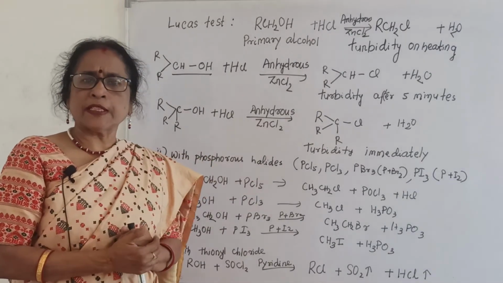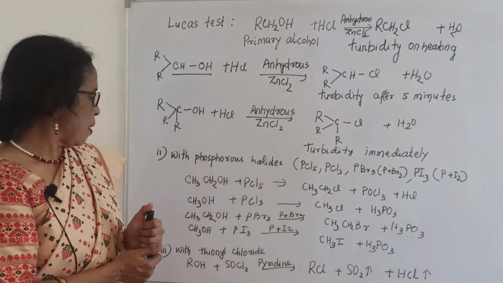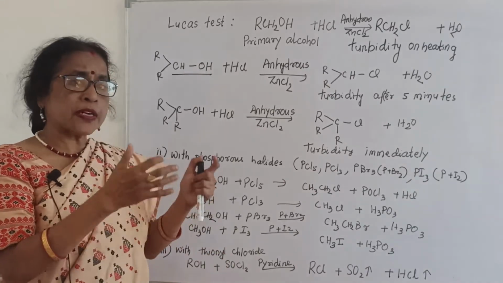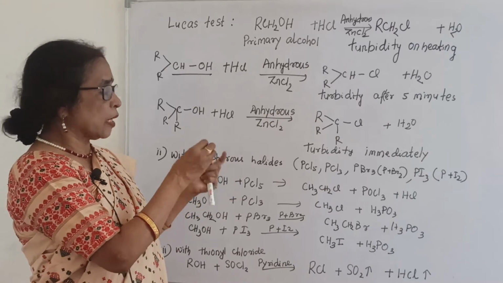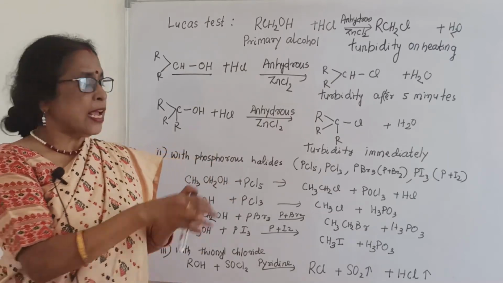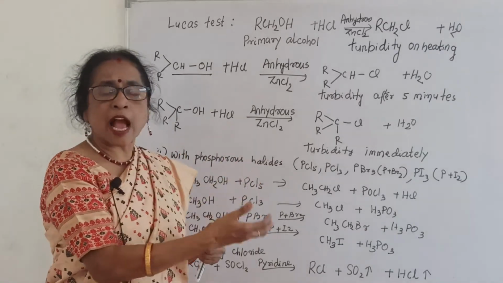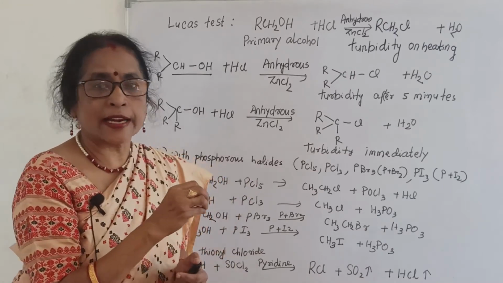So many phosphorus halides are there. Important ones are phosphorus pentachloride, phosphorus trichloride, phosphorus tribromide. But phosphorus tribromide is not readily available, so you take phosphorus plus bromine, and it gives phosphorus tribromide. Similarly, for phosphorus triiodide, you take phosphorus and iodine.